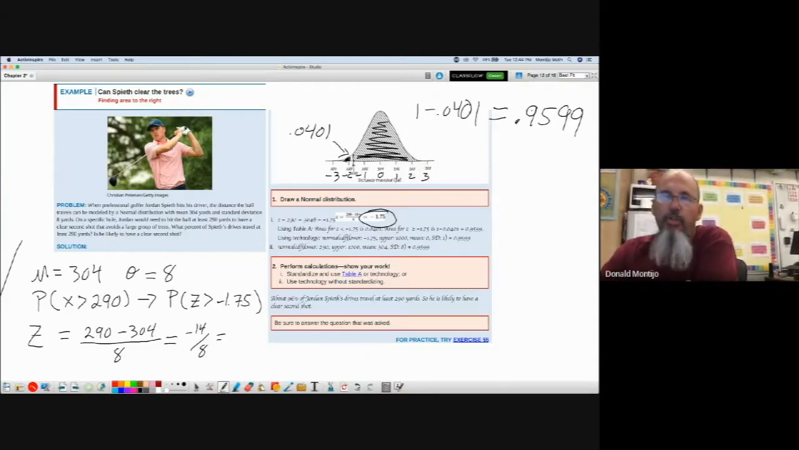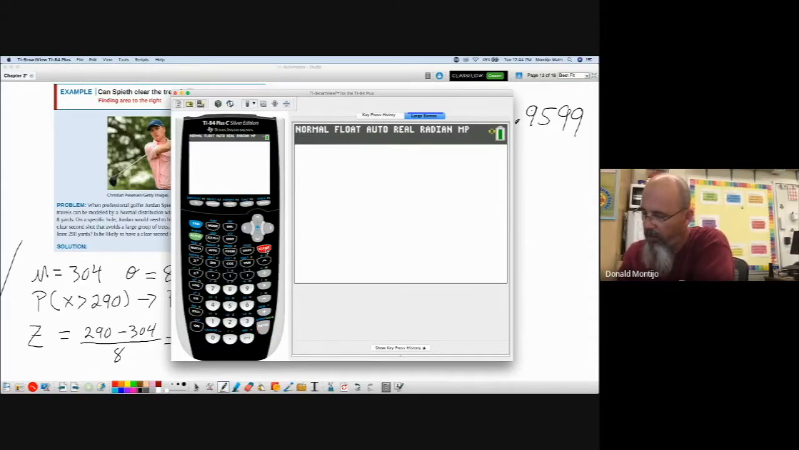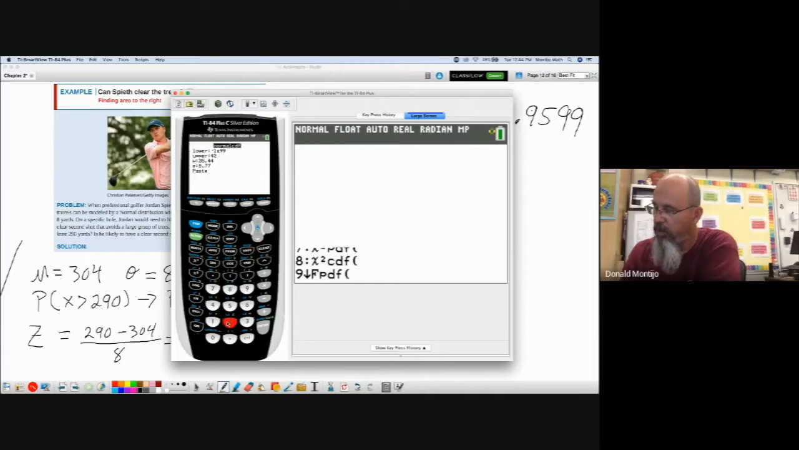How would we do Jordan's problem on the calculator? Okay. Well, once again, it's a normal CDF problem. So clear this here. Remember, we find normal CDF by going to distribution, which is second vars, normal CDF.